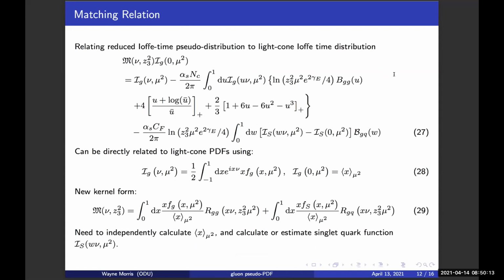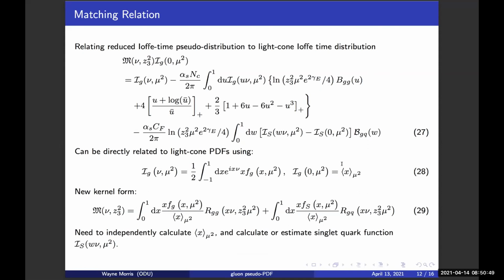Again, we have our evolution type term from the gluon and from the gluon quark, and then we have this log part and constant part that we need to deal with. So these i's being our light cone Ioffe time distributions, which can be related to the PDFs in the usual way. And we also have this F distribution n equals 0, which turns out to just be this first moment here of the gluon PDF.